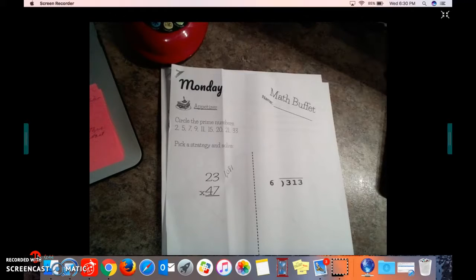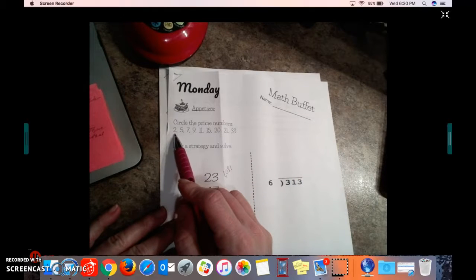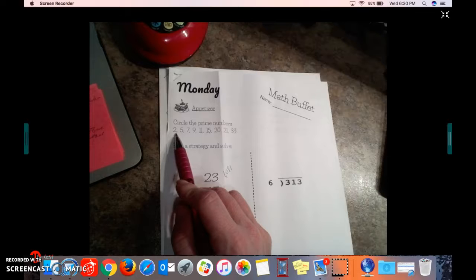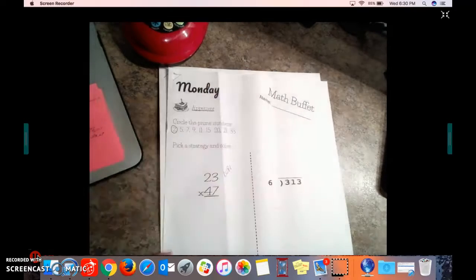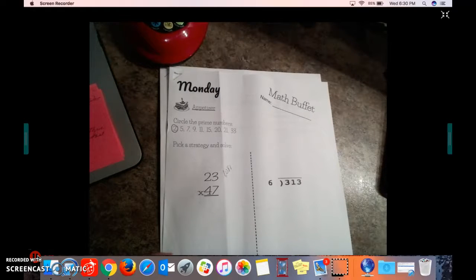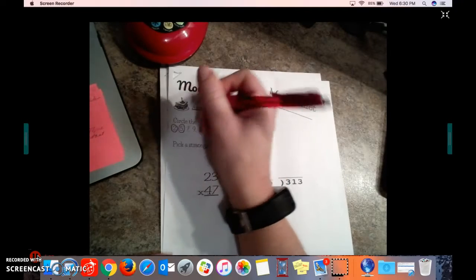So I'm thinking of numbers that will go into these numbers. So the first number I have is a 2. And I know that if I list the factors of 2, that 1 and 2 are the only factors. So it is going to be a prime number. So I'm going to circle it. Okay? Then I'm going to take a look at 5. And I know from my factors of 5 that 1 and 5 are the only factors of 5. So I'm going to circle 5.